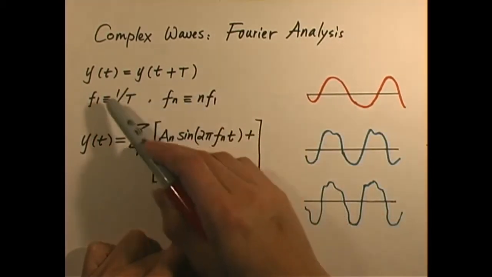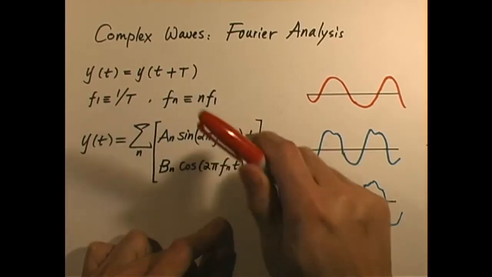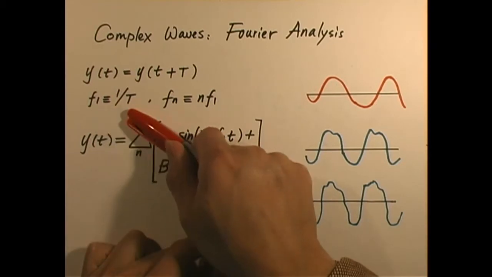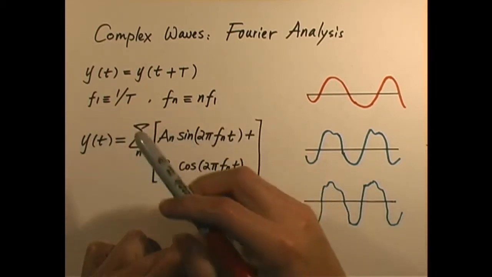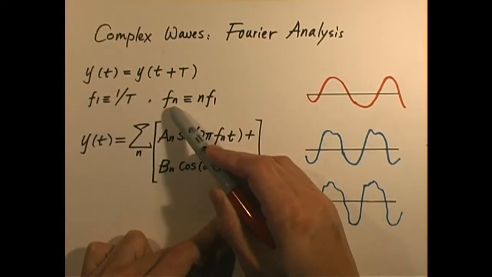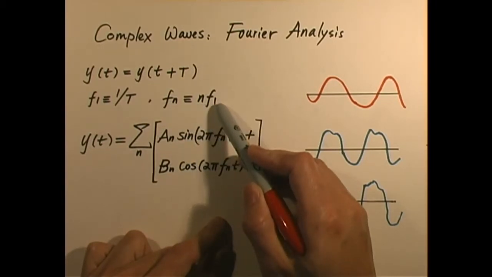Here's a periodic function. The period is T. Given that period, you can find the corresponding frequency, f, which is 1 over T. This is called f1. We call it the fundamental frequency. And then we can define f2, f3, f4, and so on, which are 2f1, 3f1, 4f1, and so on.